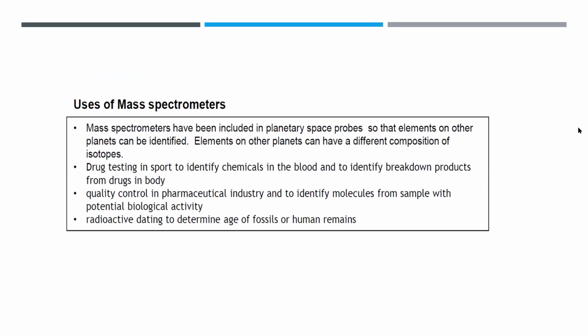Then what are the uses of the mass spectrometer? Where do we use this mass spectrometer? A mass spectrometer can be used to identify or find the elements which are present or the number of isotopes.